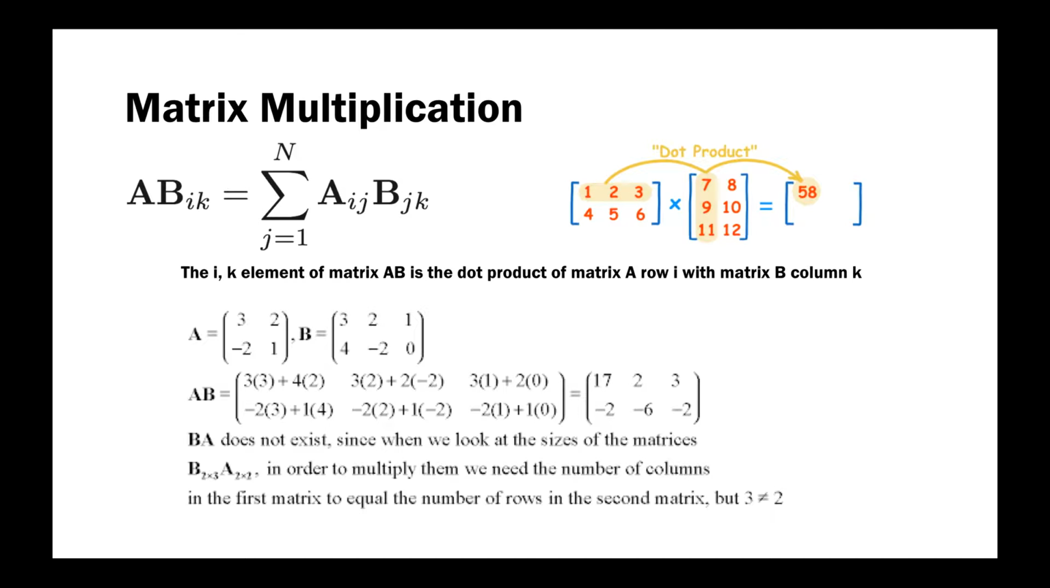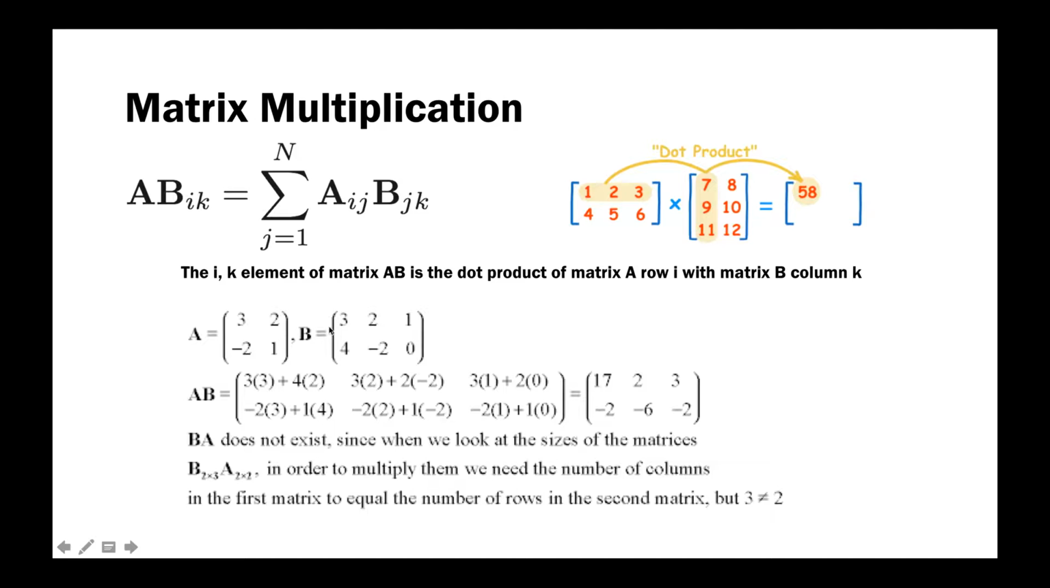Here is another example, and you can work this out on your own if you choose. To compute A times B, to get this first element, I would take the dot product of 3, 2 with 3, 4, which is represented here, and that gives me 17. To get row 1, column 2, I take row 1 of matrix A, which is 3, 2, and dot product it with the second column of B, which is 2, -2. So I get this here, which is 2, and so on and so forth.